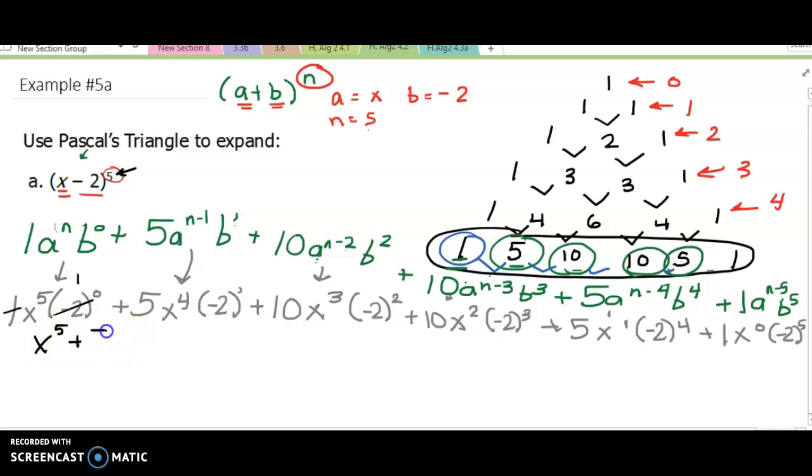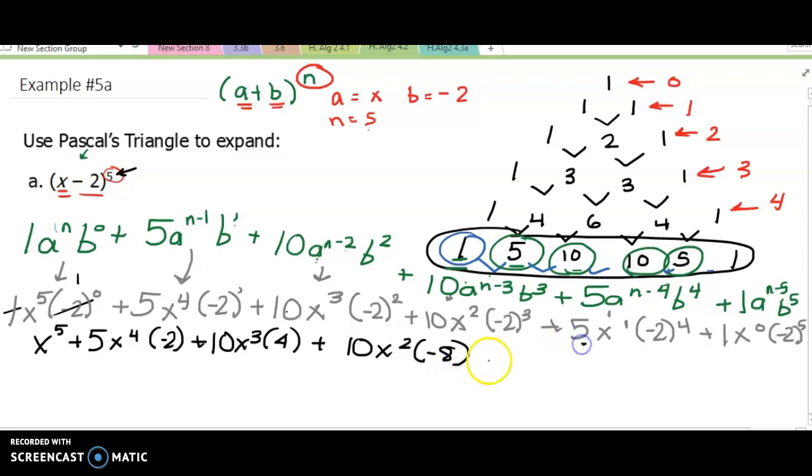Okay, plus 5, and I'm going to take baby steps here. x to the 4th, negative 2 to the 1st power is just a negative 2. Okay, plus, I'm doing this one here, 10 x to the 3rd, negative 2 times negative 2 is a positive 4. Plus 10, I have an x squared. Now negative 2 to the 3rd power is just negative 2 times negative 2, which is a positive 4, times another negative 2, which is negative 8.